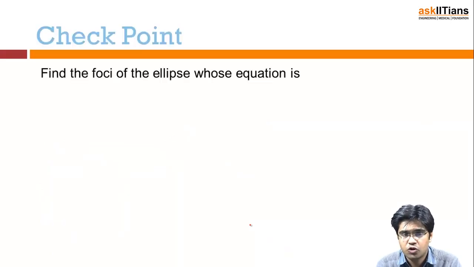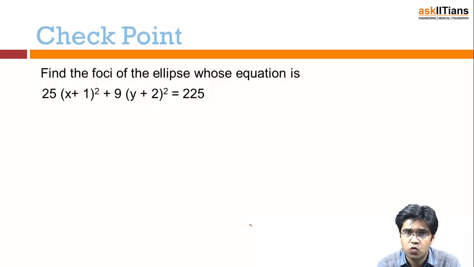Let's move to one more question and check our concept. We need to find the focus of the ellipse whose equation is given by this. Now here we know the equation and we need to find the focus. But I can clearly see that this equation is not in the regular, general form. So let me first find the equation in general form.